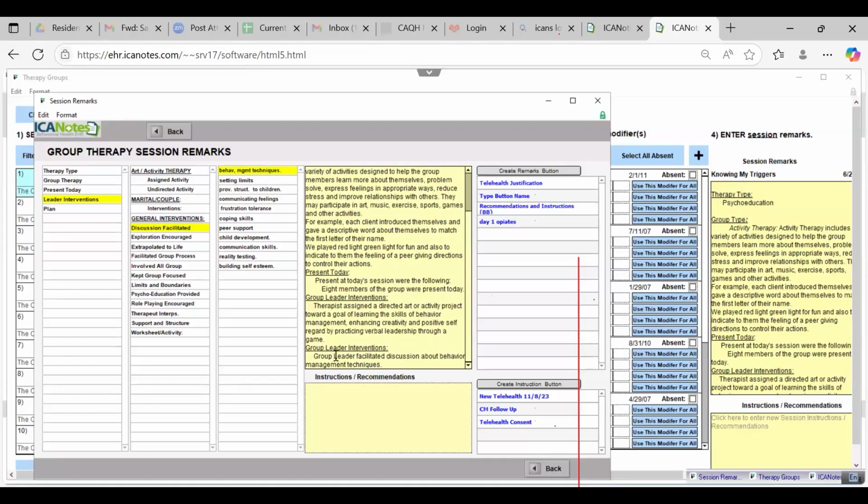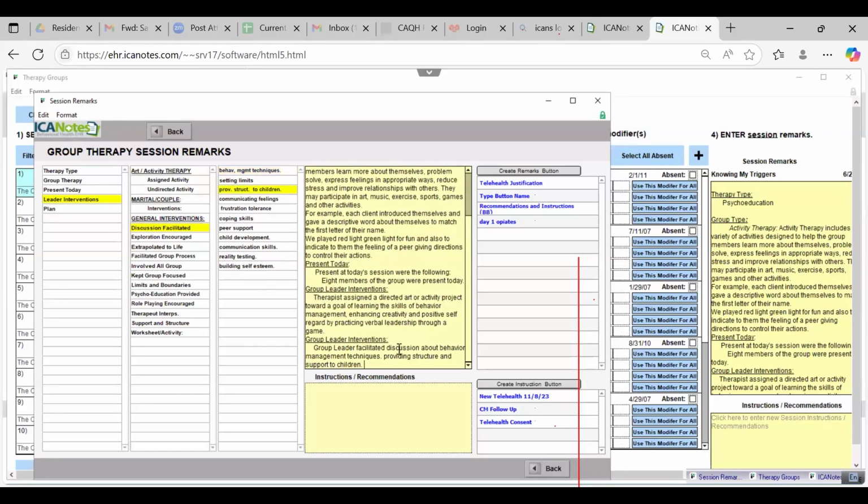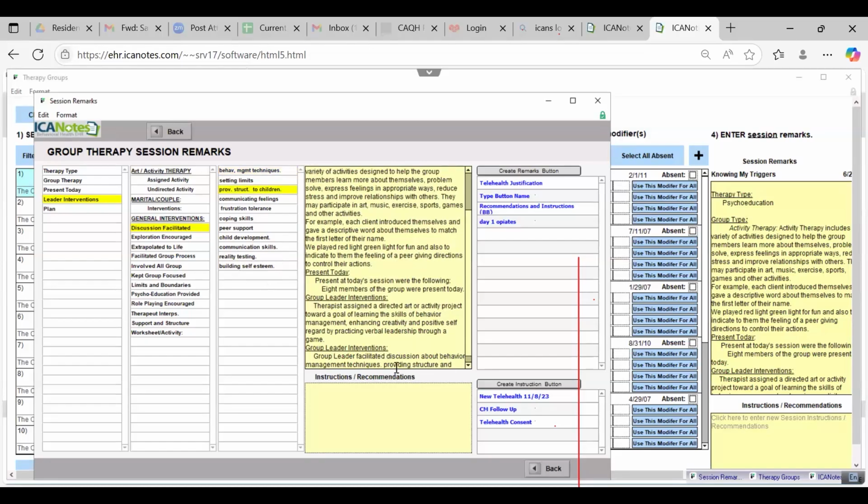All right. Group leader facilitated discussion about behavior management techniques. Setting limits, providing structure to children, communicating feelings, frustration tolerance, coping skills, peer support. I'm reading off the options. Child development, communication skills, reality testing, and building self-esteem. Okay, so in our group, it was definitely providing structure to children. And you see how it adds it. Sometimes it'll put a period in, and I'm going to add a comma so I can build my list of things that we did.